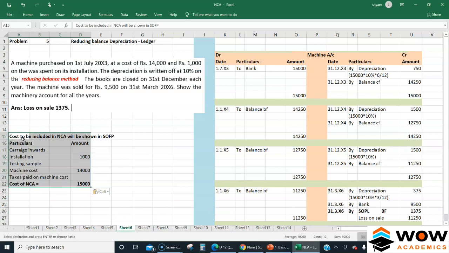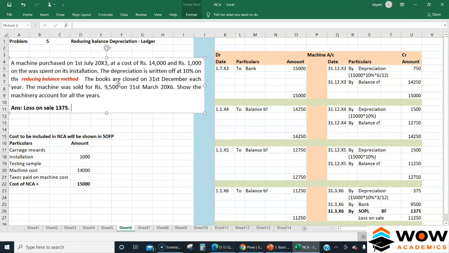Because when we use the same numbers, you will easily identify the difference between the two methods and how they are worked out. So we'll start. A machine purchased on 1st July 2003 at a cost of 14,000 and 1,000 was spent on its installation. The depreciation is 10% on the reducing balance method. So this alone we have changed. The books are closed on 31st December each year. The machine was sold for 9,500 on 31st March 2016. Show the machinery account for all the years.